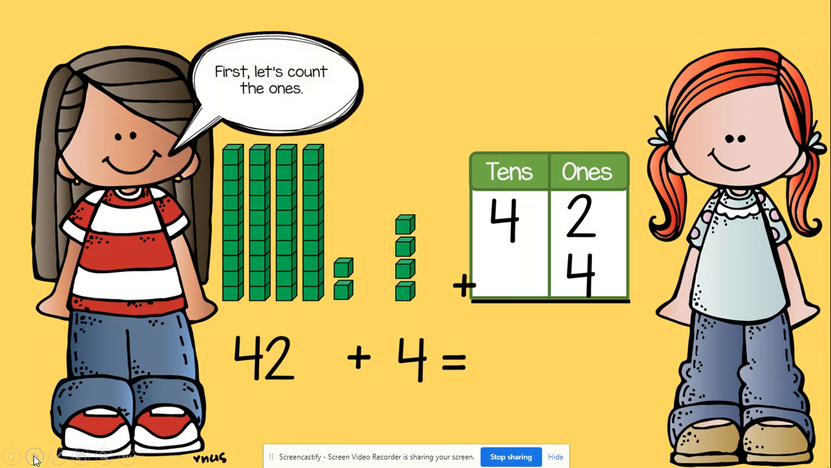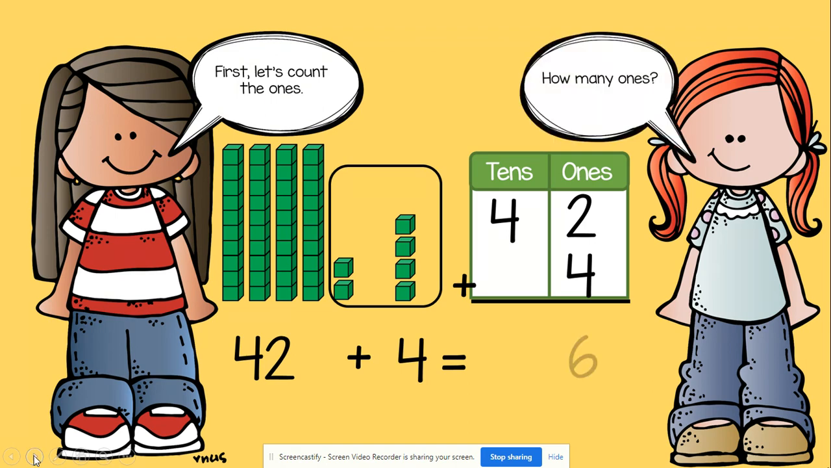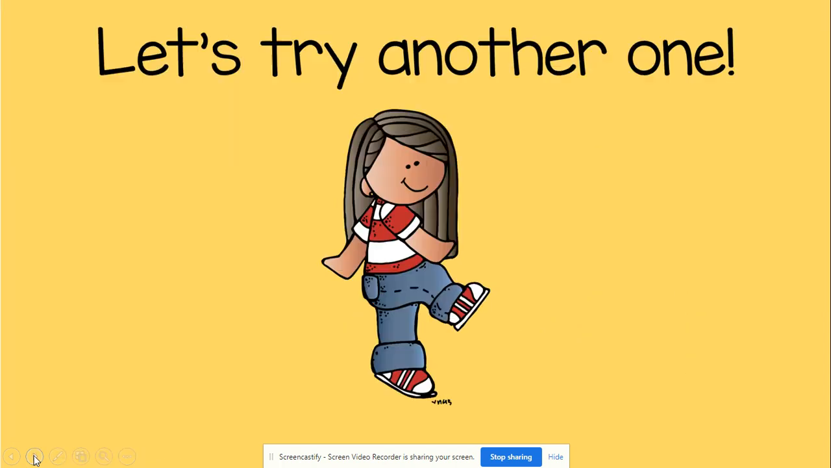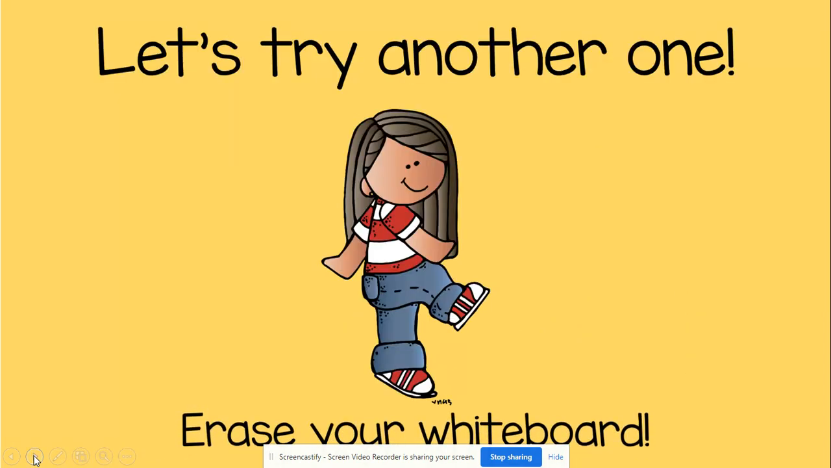First, let's count the ones. 4 plus 2 is 6. 4, 5, 6. Good. Next, let's count the tens. How many tens are there? 1, 2, 3, 4. 4 tens. 46. Okay, let's try another one.